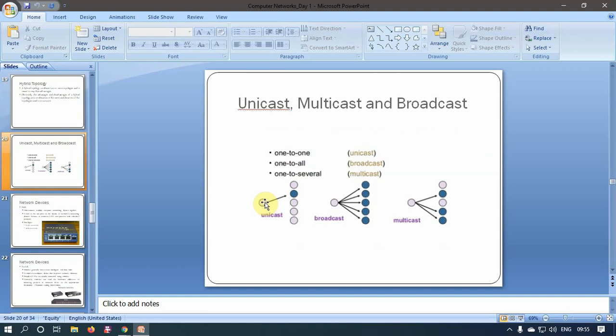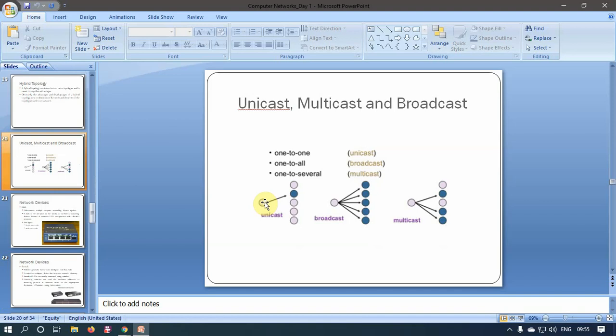Now again, we have discussed that there is something called unicast communication, multicast communication, and broadcast communication. It is very much similar to the point-to-point and multi-point connection that we discussed earlier. We can see with the help of the diagram that whenever we have a unicast communication, it means a single sender sending to a single receiver, right?